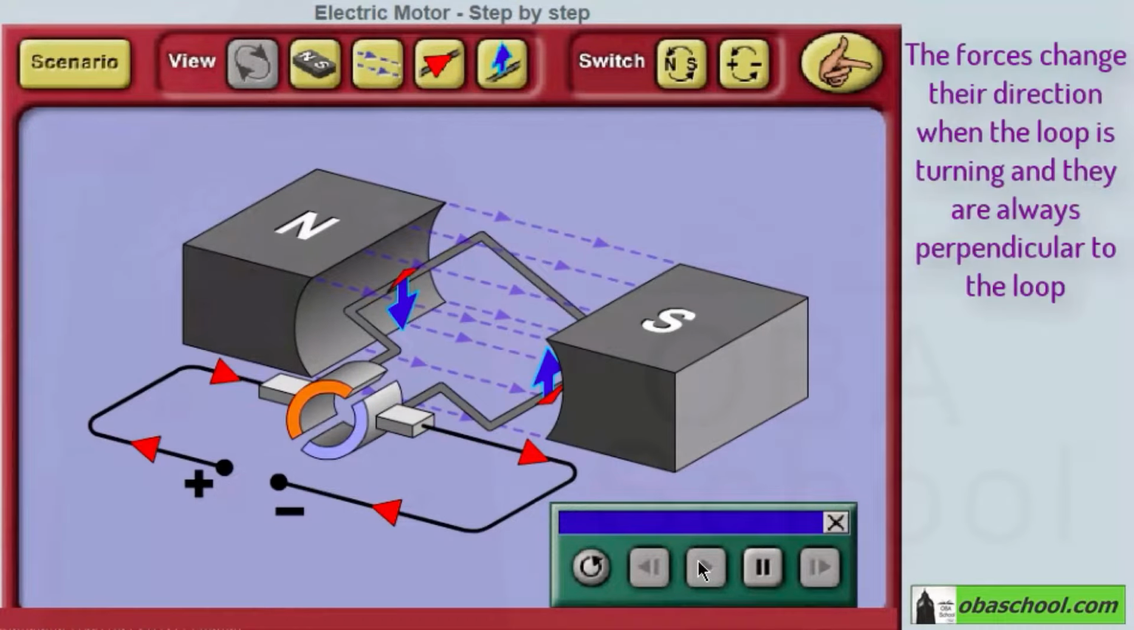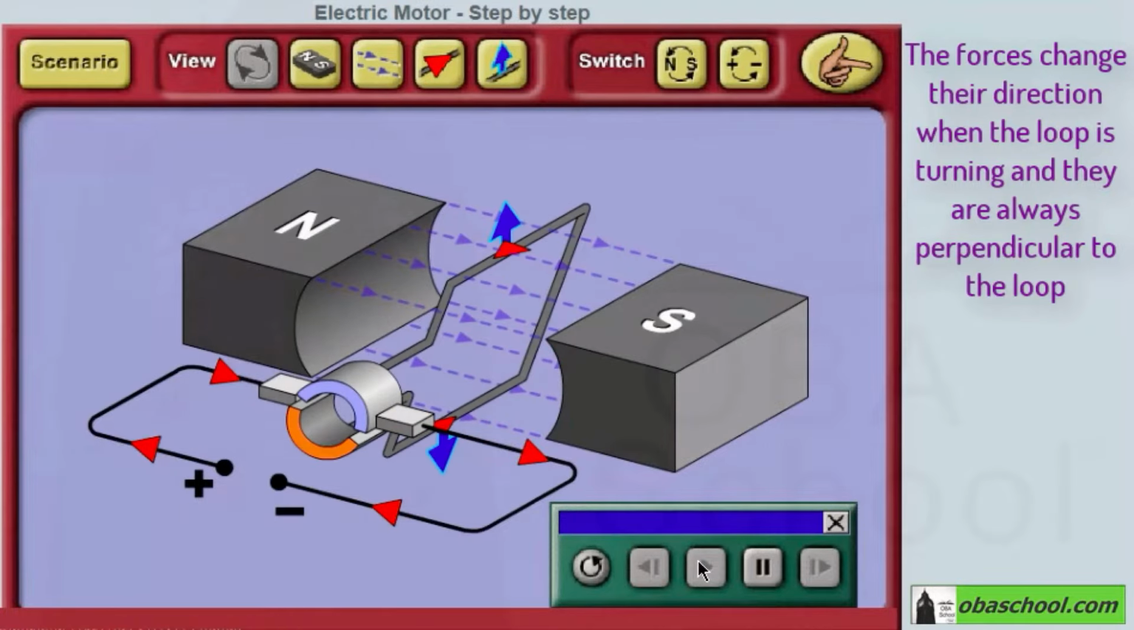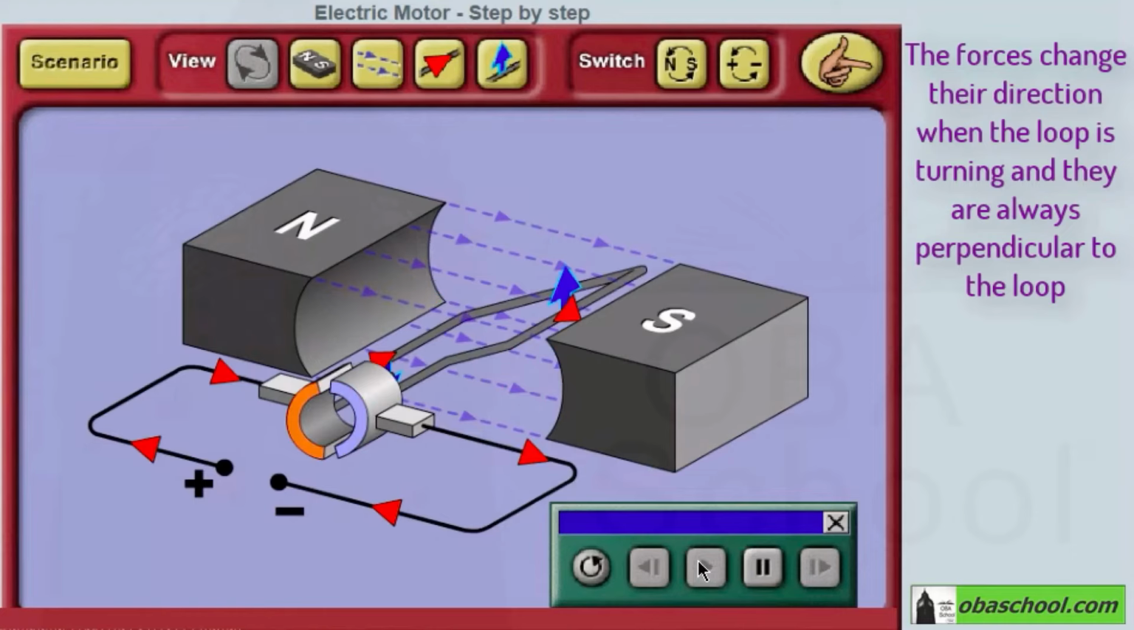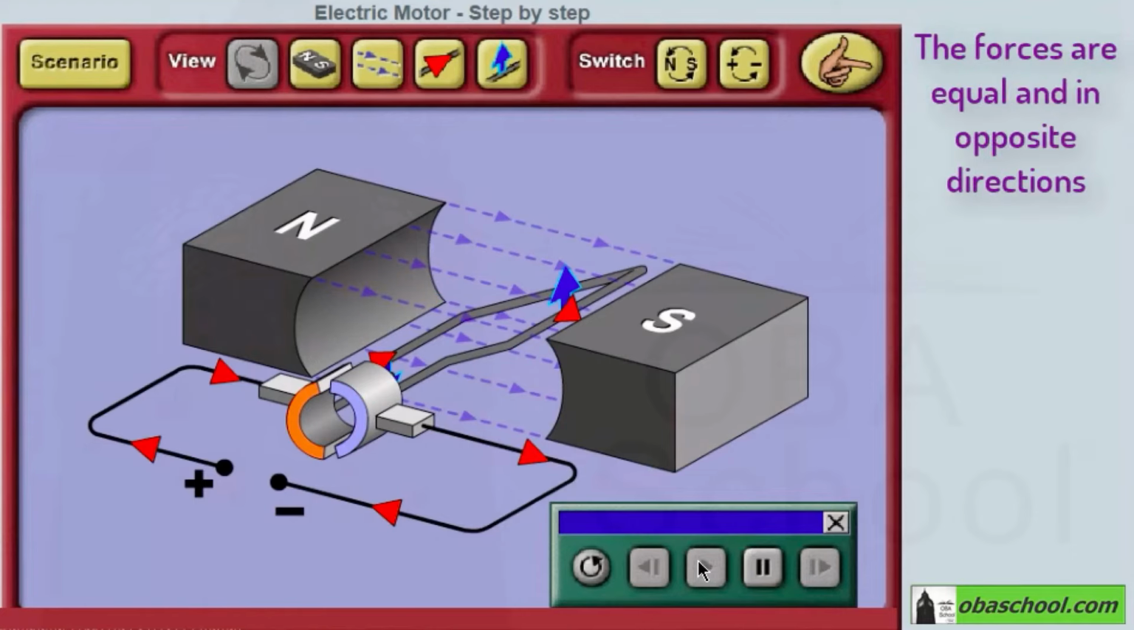The forces change their direction when the loop is turning, and they are always perpendicular to the loop. The forces are equal and in opposite directions.